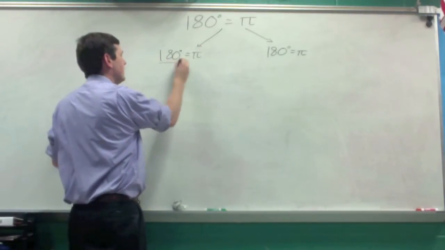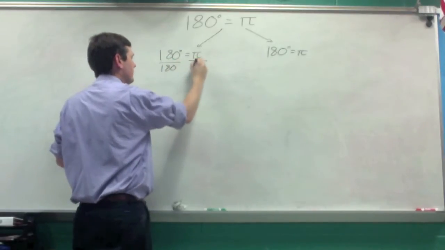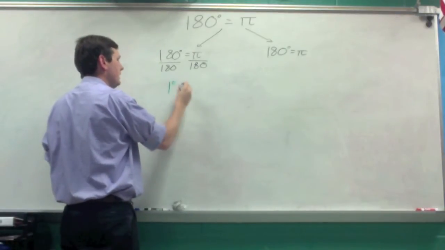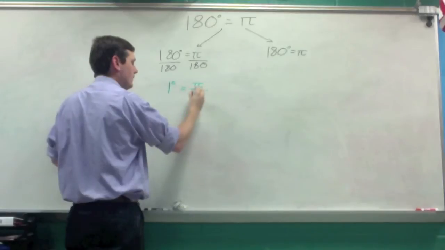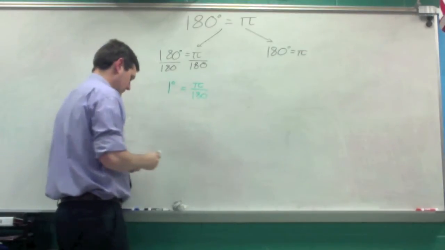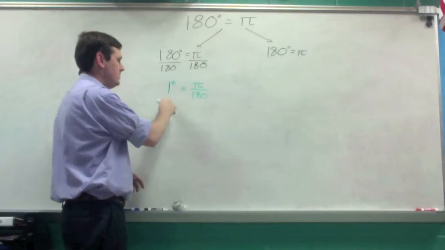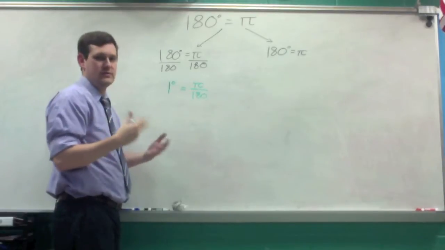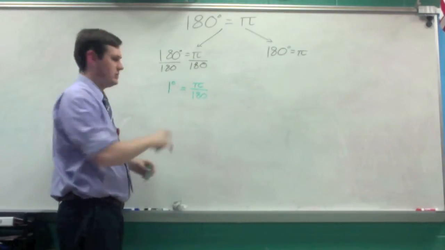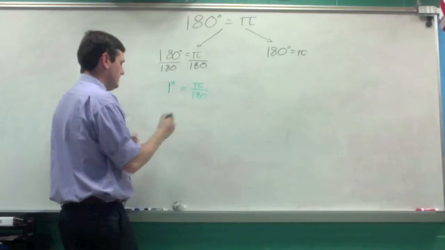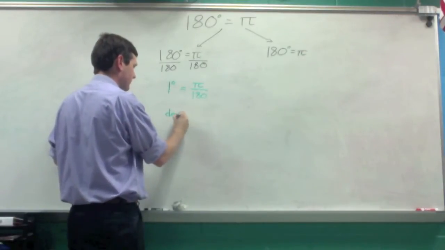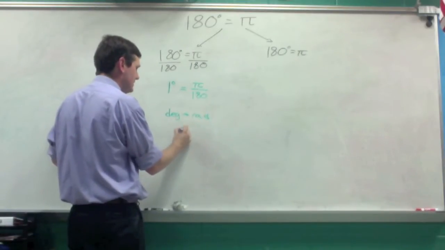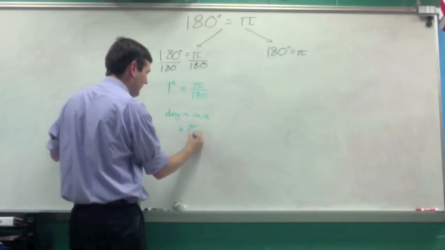On this side, I divide both sides of the equation by 180. And that gives me 1 degree equals pi over 180. So if I had 2 degrees, it would be 2 pi over 180. If I had 3 degrees, it would be 3 pi over 180, and so forth and so on. You just multiply however many degrees you have times pi over 180. So to go from degrees to radians, again, you take whatever you have times pi over 180.